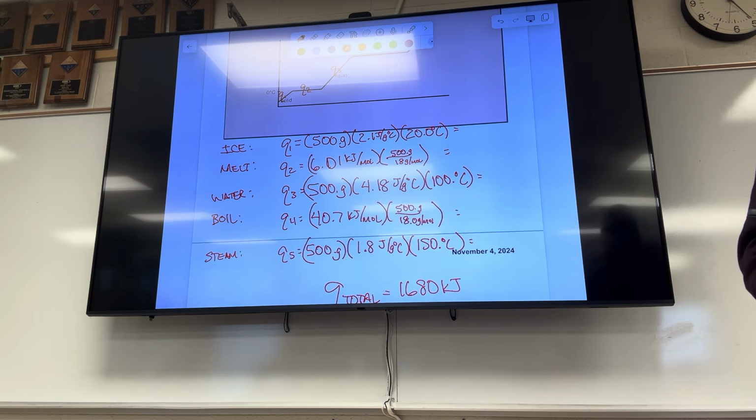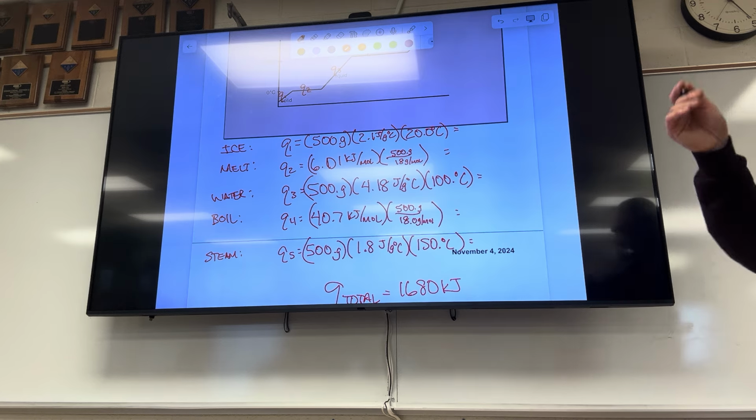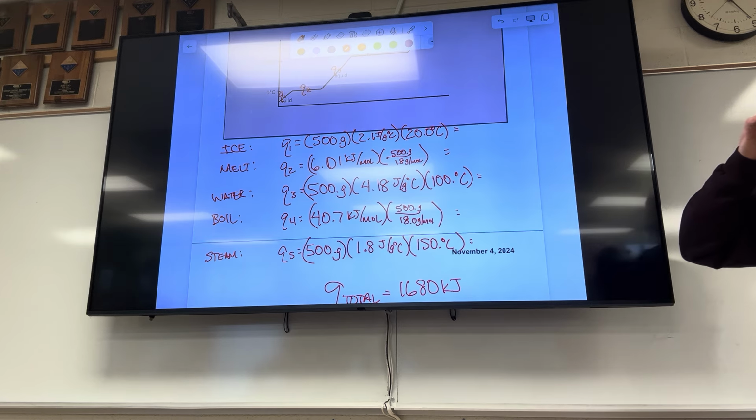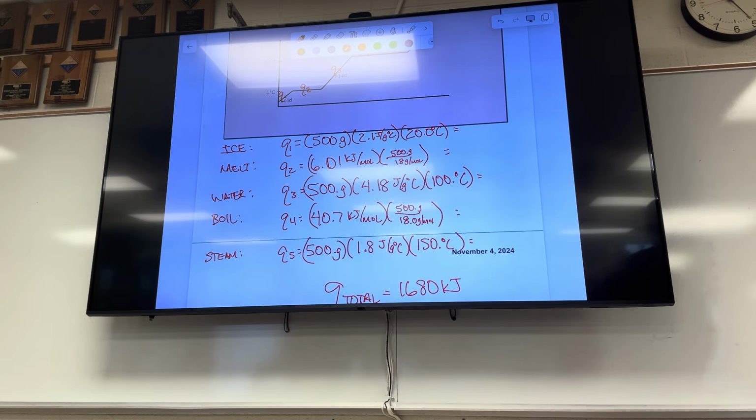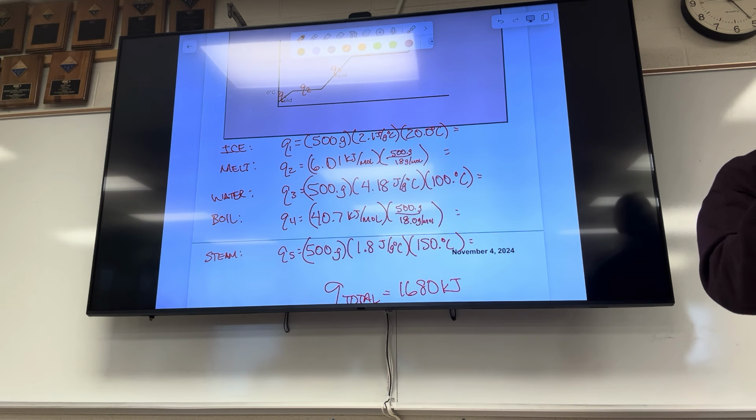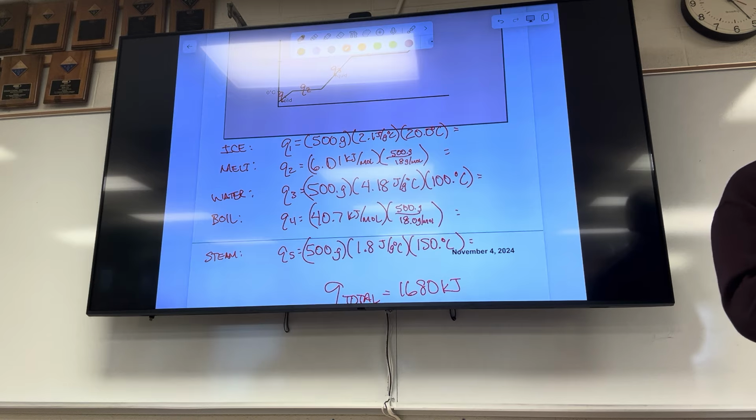Now, with that one example, you should be able to do the rest of the questions in chapter 10. They'll involve phase changes and temperature changes. You just have to separate those out, calculate different Qs for the different processes. You may have to have multiple Qs in the same problem because you'll have a temperature change and a phase change, like we did here.